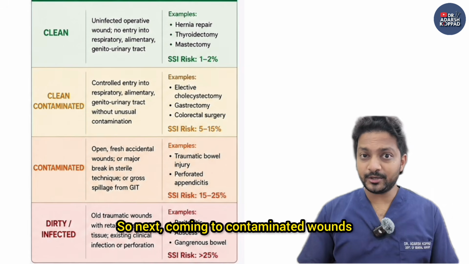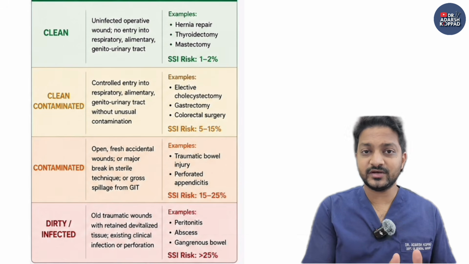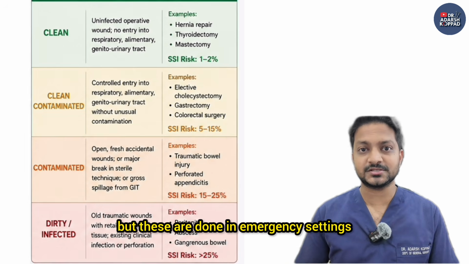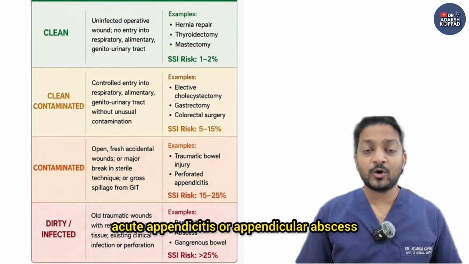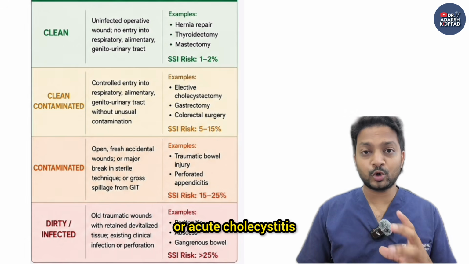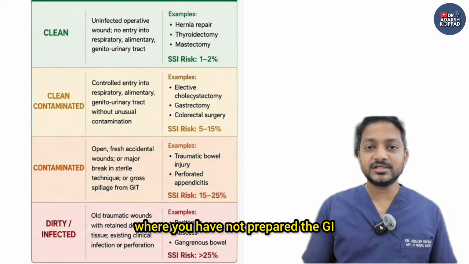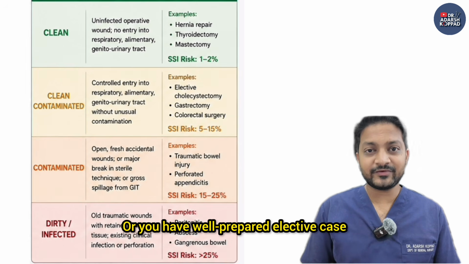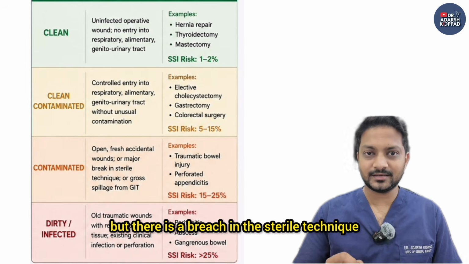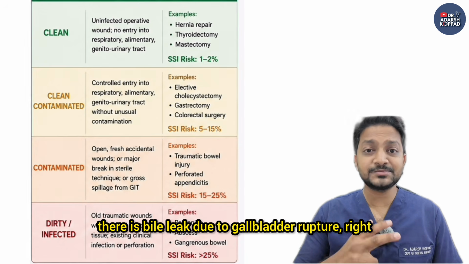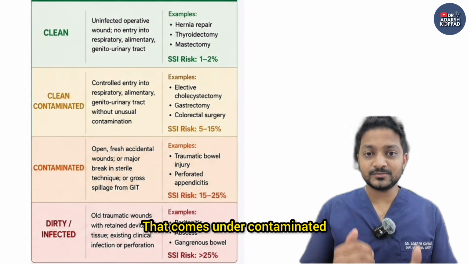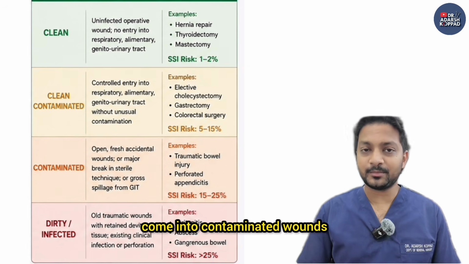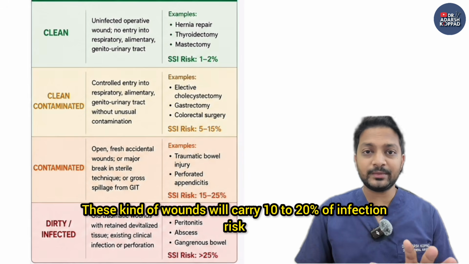So next, coming to contaminated wounds, and these are the same surgeries which you did in the clean contaminated wound, but these are done in emergency settings. Like for example, acute appendicitis or appendicular abscess or acute cholecystitis, where you have not prepared the GI or GU tract initially, or you have a well prepared elective case but there is a breach in the sterile technique. Like for example, during an elective lap chole, there is bile leak due to gallbladder rupture, right? That comes under contaminated wound. So any break in the sterile technique will come into contaminated wounds. These kinds of wounds will carry 10 to 20% of infection risk.